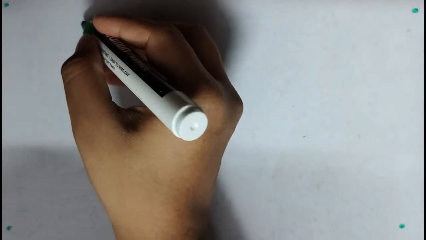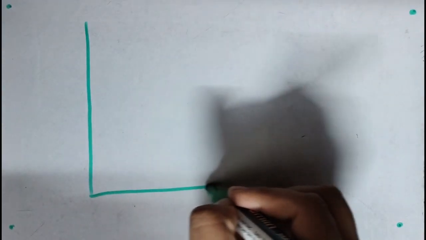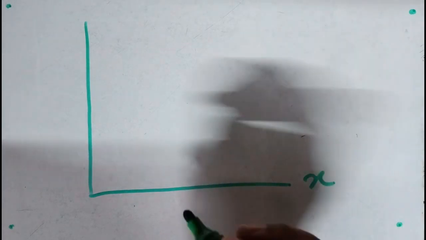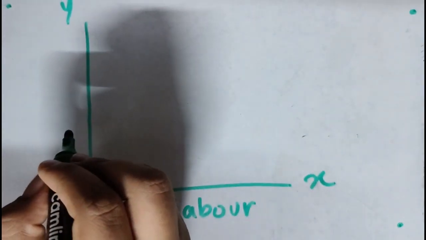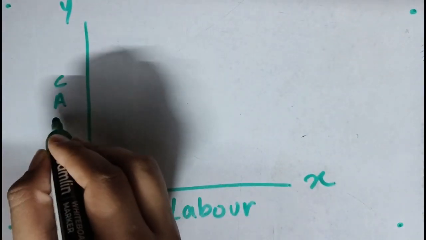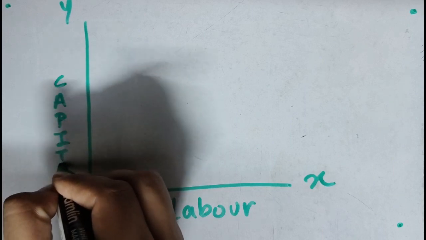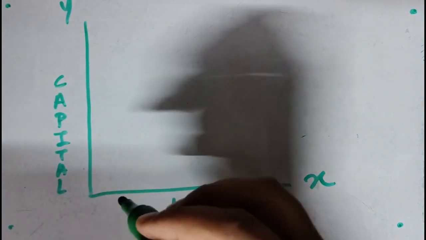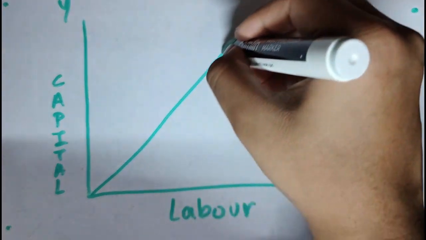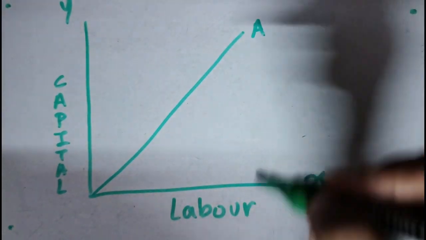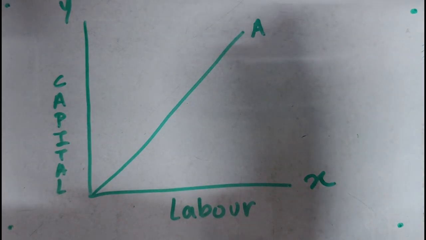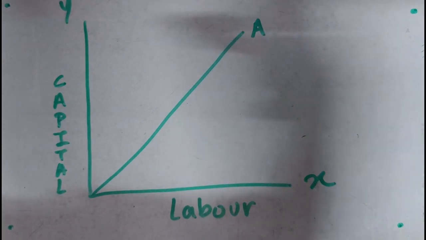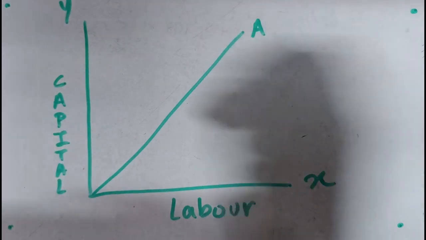So on the x-axis there are units of labor, and on the y-axis there are units of capital. And we can draw a line, we can call it line A, and line A will show the different levels of output that can be produced using different combinations of capital and labor.